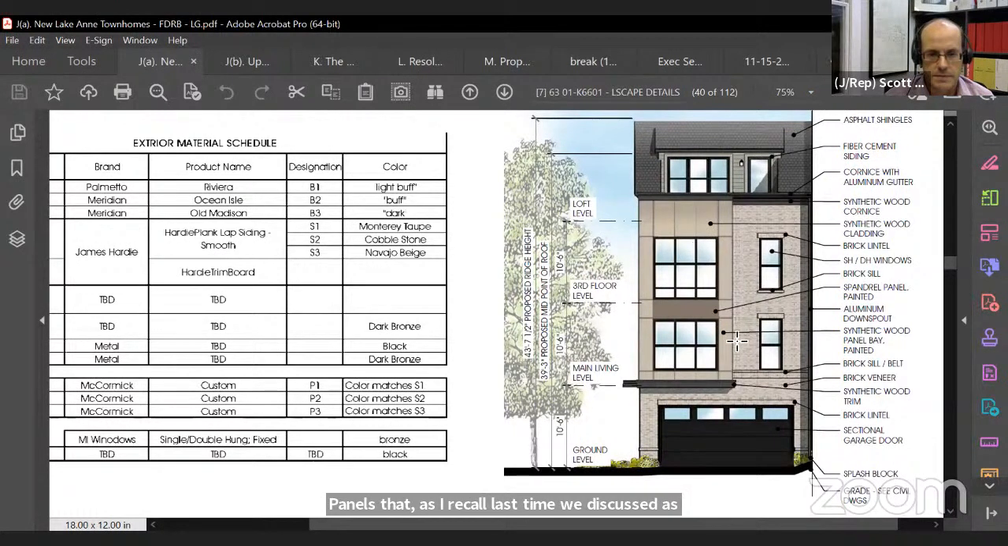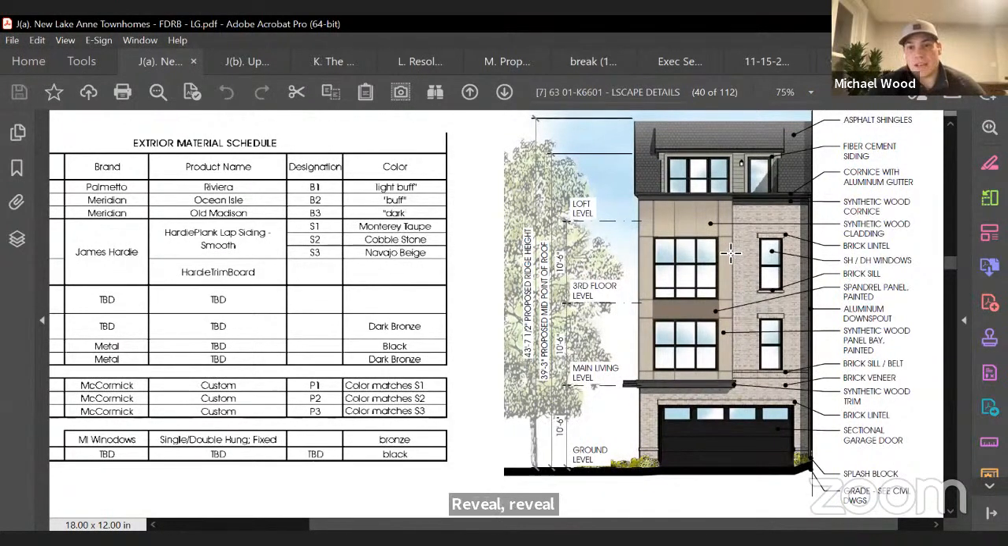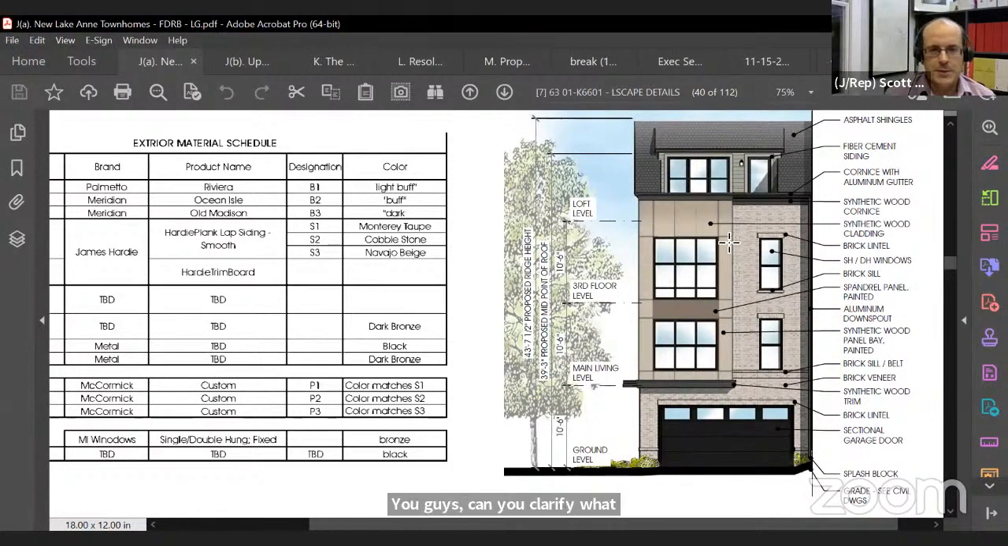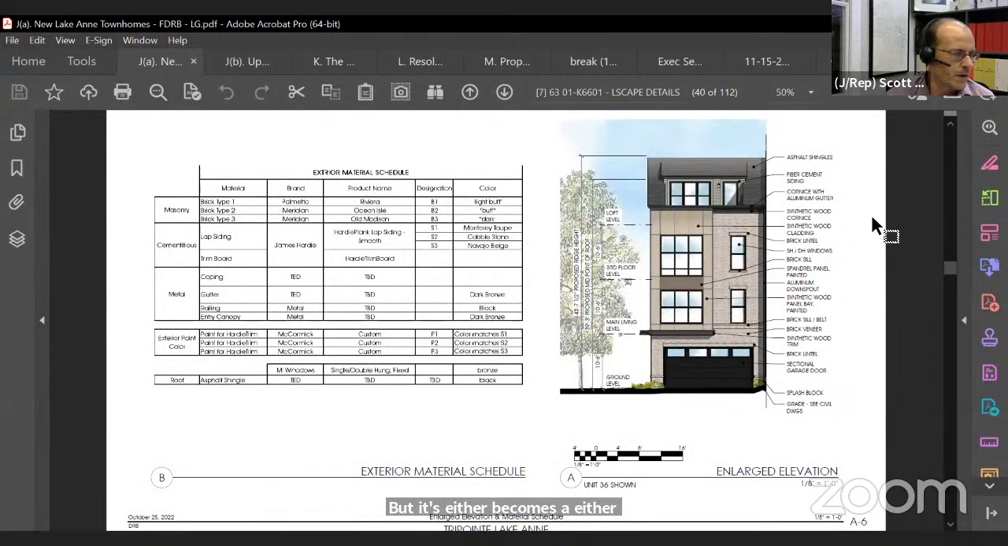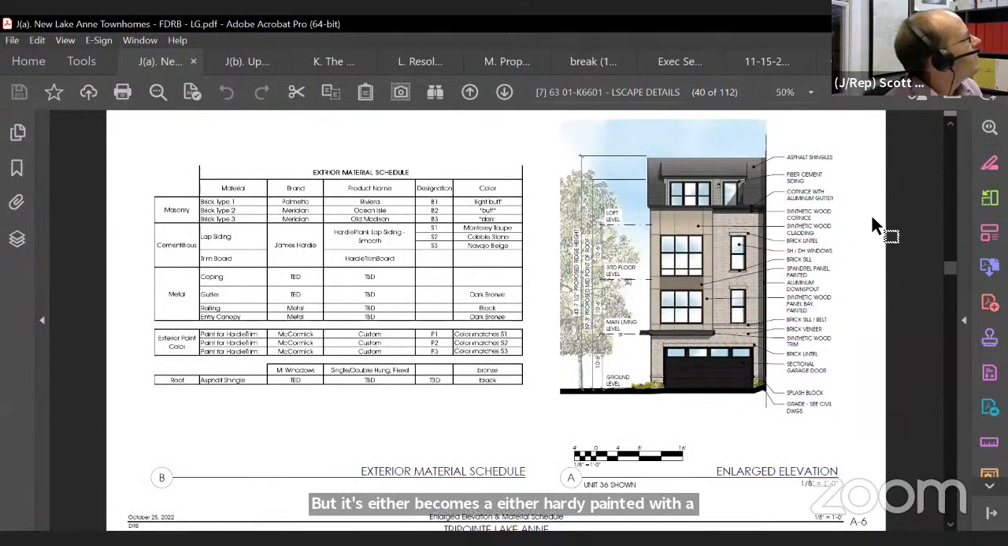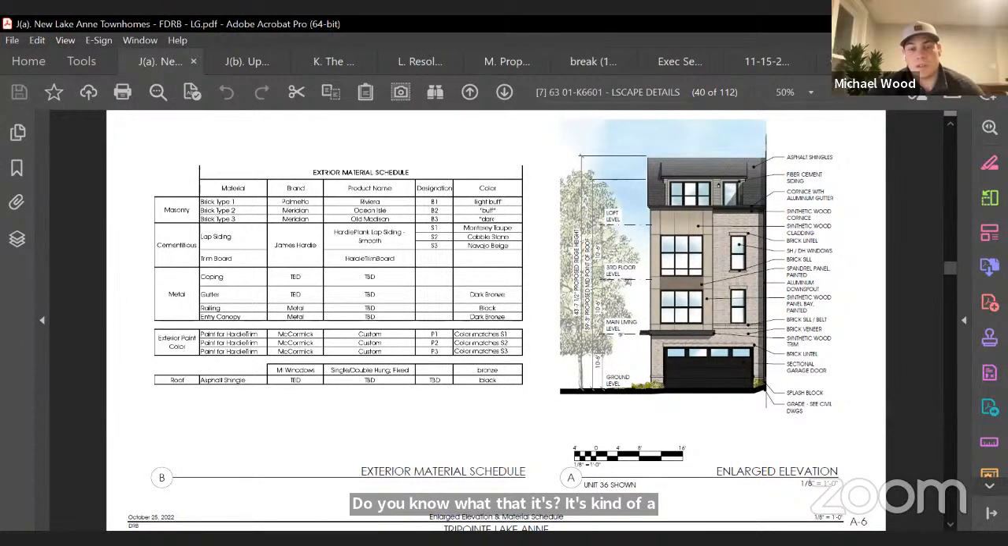Can you clarify what a synthetic wood cladding is? We use that term a little bit generically because there's a couple different products that you can get depending on availability, but it becomes either Hardy painted with a reveal or a product like Smart Siding. It's kind of a wood. LP Smart Siding, yeah, exactly. Okay. I didn't see it in the material schedule there, so I was just trying to figure out exactly what it was going to be. But okay.